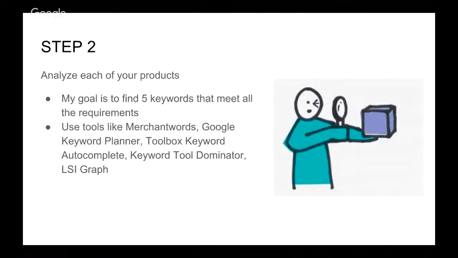But some of them are going to be different. For example, Merchant Words is going to give you different results than Keyword Tool Dominator because they use a different database of keywords. Keyword Tool Dominator and the keyword autocomplete from the toolbox use the Amazon Auto Suggest, and then Google Planner uses its own database, but they give you an idea of what kind of keywords you can start looking for.